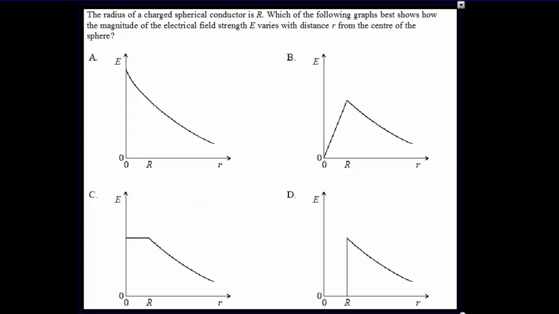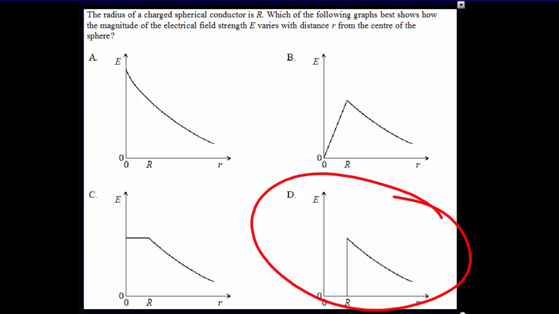Okay, so hopefully what you said was the correct answer is this one here. It's a charged spherical conductor. So it's a conductor. The electric field has to be zero on the inside. So there you've got E equals zero. Once you get outside that conductor, then the electric field will drop off, basically as 1 over r squared.